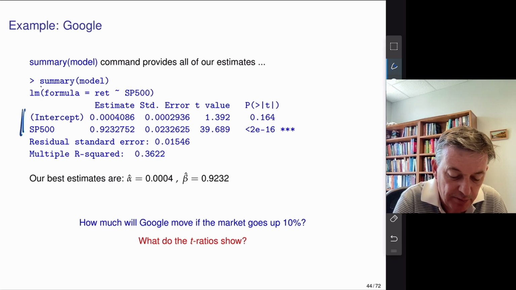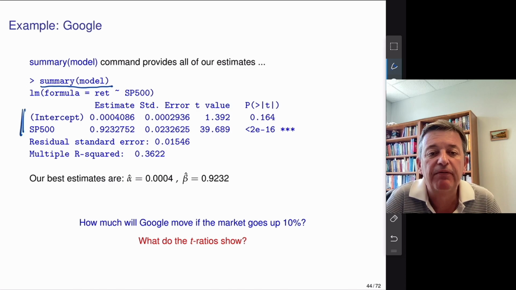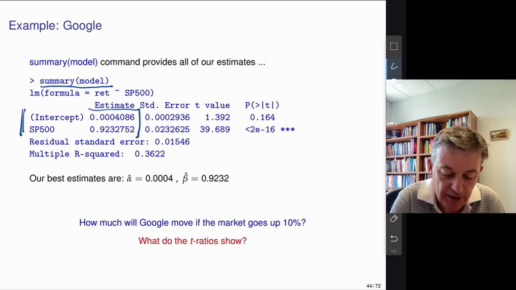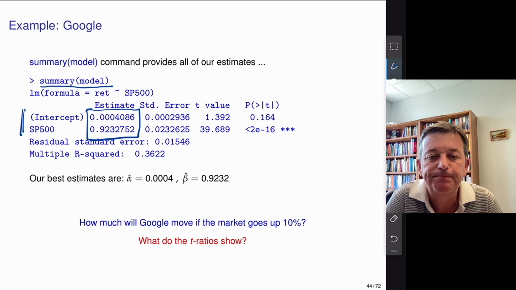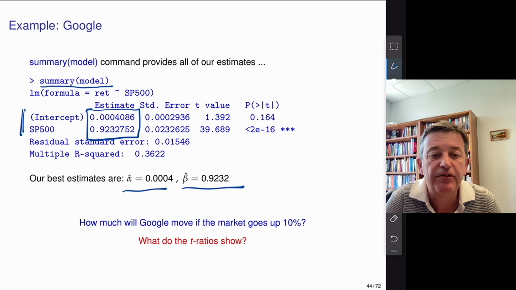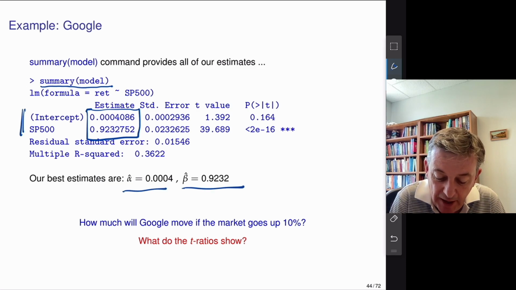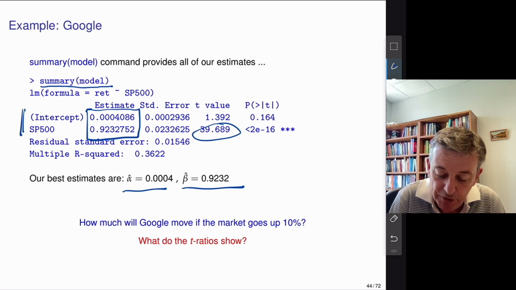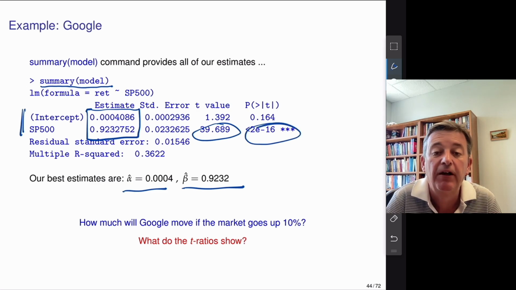Really, as I said before, the summary command is my favorite command. After you've done model equals linear model, run a regression of Google on S&P, you look at summary model, and essentially what I'm looking for is what my estimates are. Now again, my alpha is real small, and my beta is about 92%. The beta is measured very accurately. Remember, any t-ratio bigger than 1.96 is statistically significant. Corresponding to an incredibly large t-ratio, I have an incredibly small p-value.